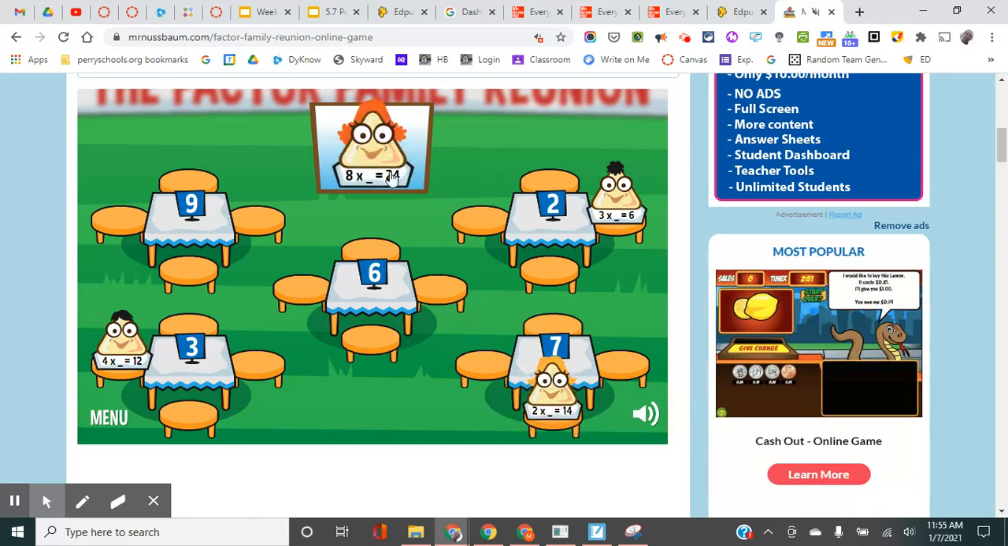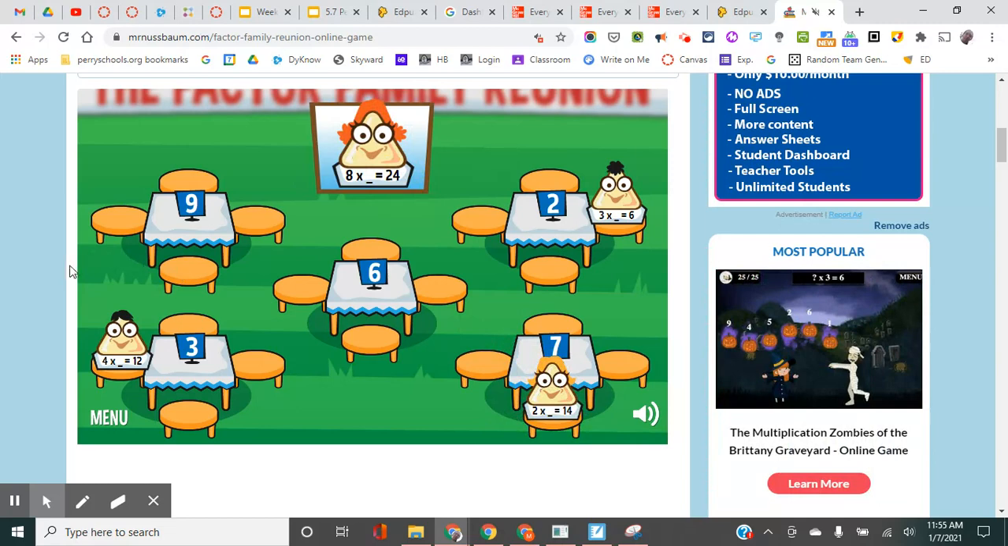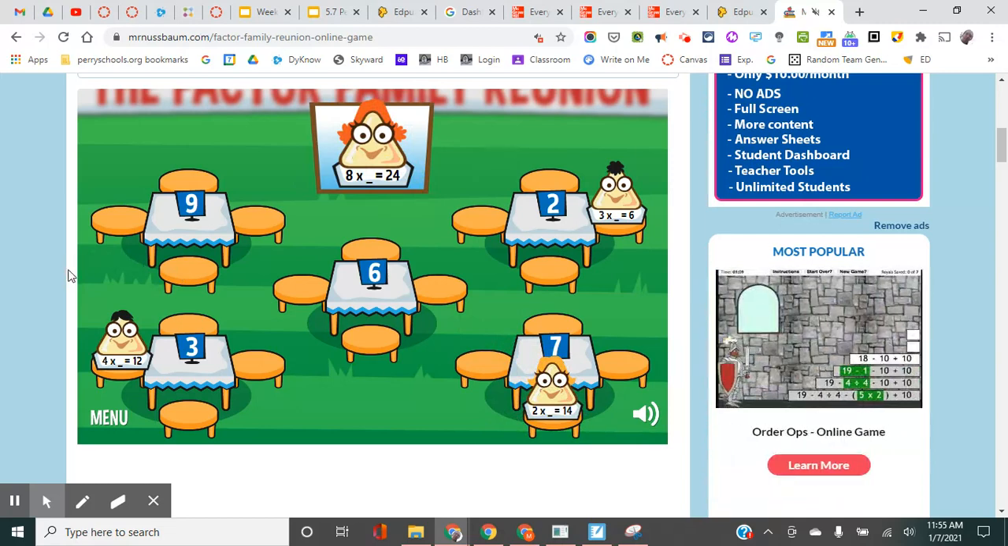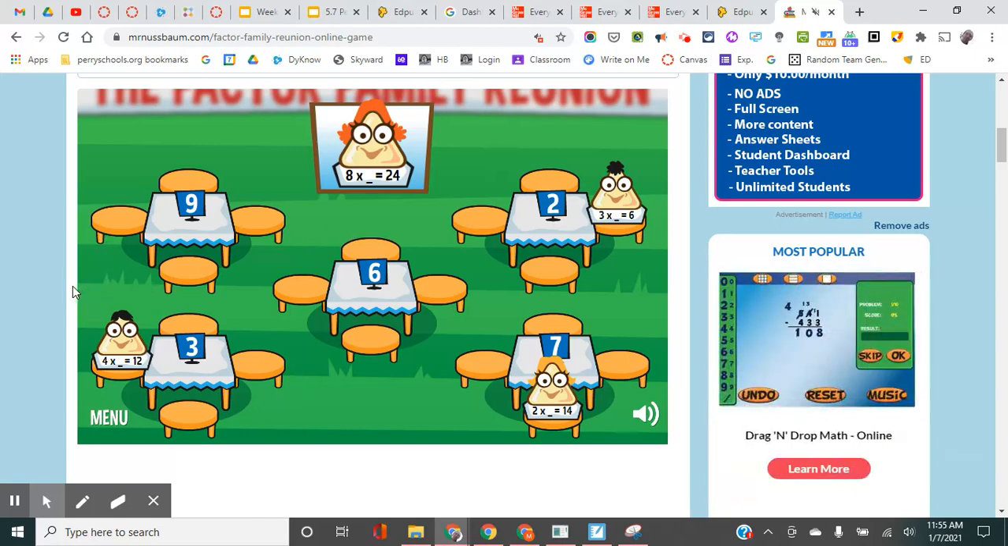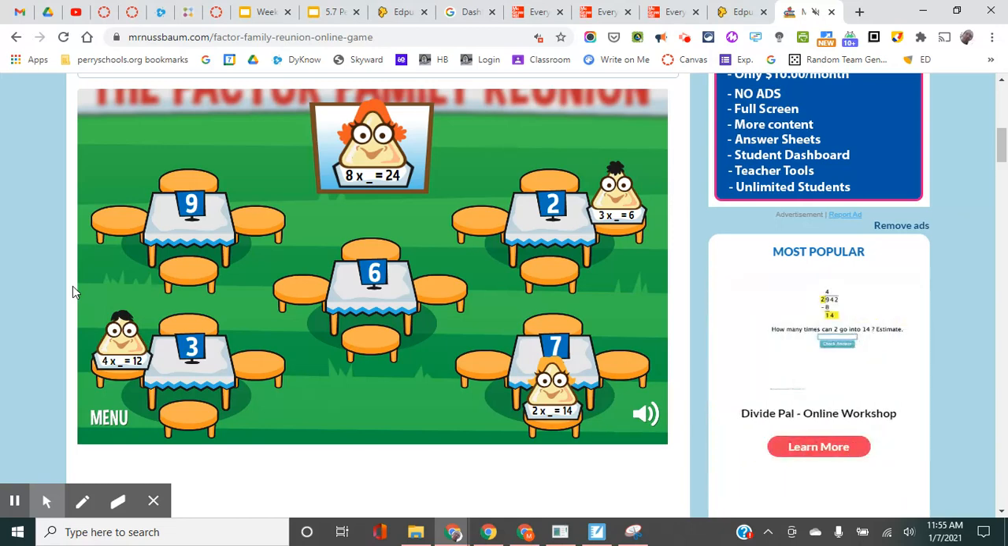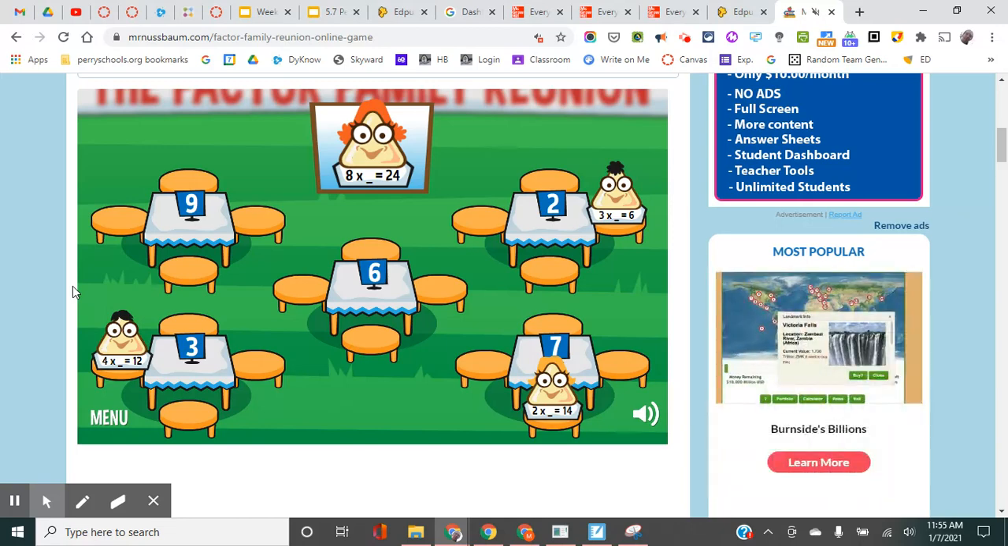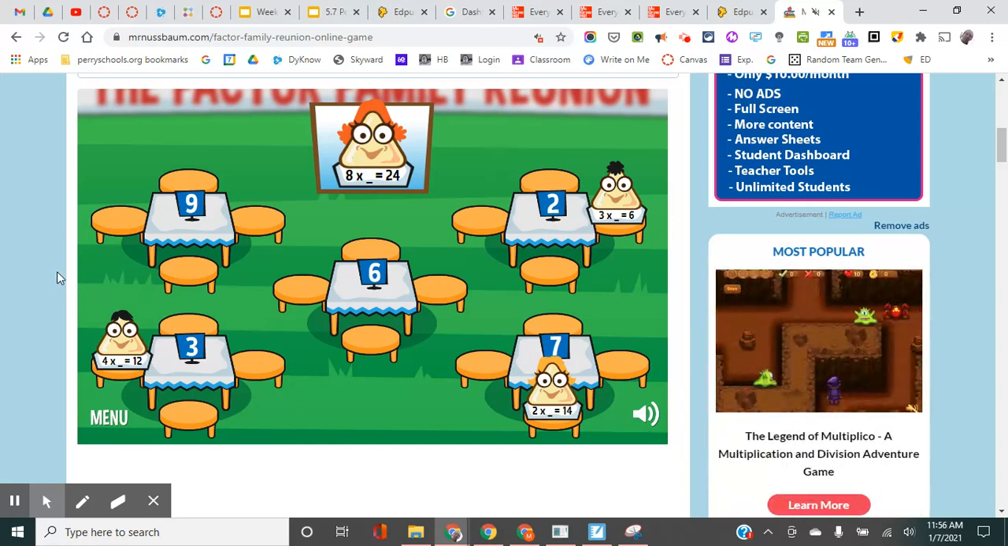Okay, and you're going to continue working and filling these up as much as you can. I bet that a lot of folks, and I bet maybe even everybody, can get all of these filled in. After you feel like you've been practicing for a while, you're going to send me a screenshot of your family reunion that you've created here.